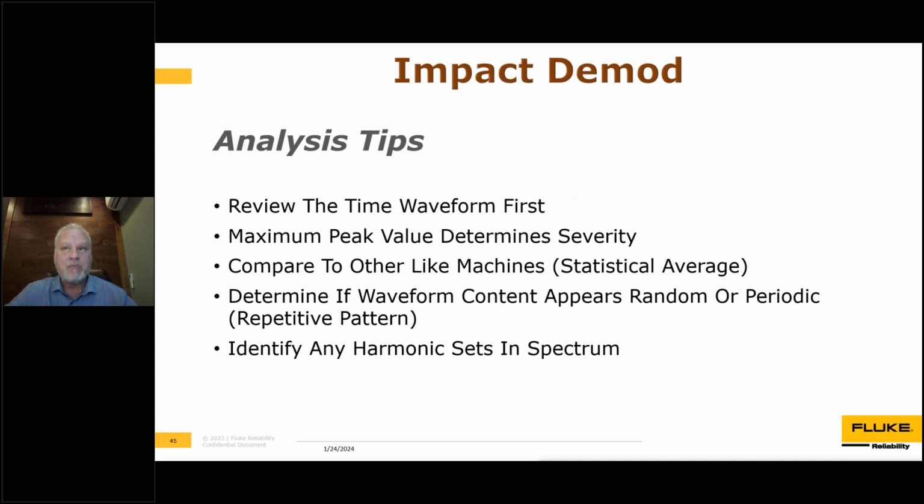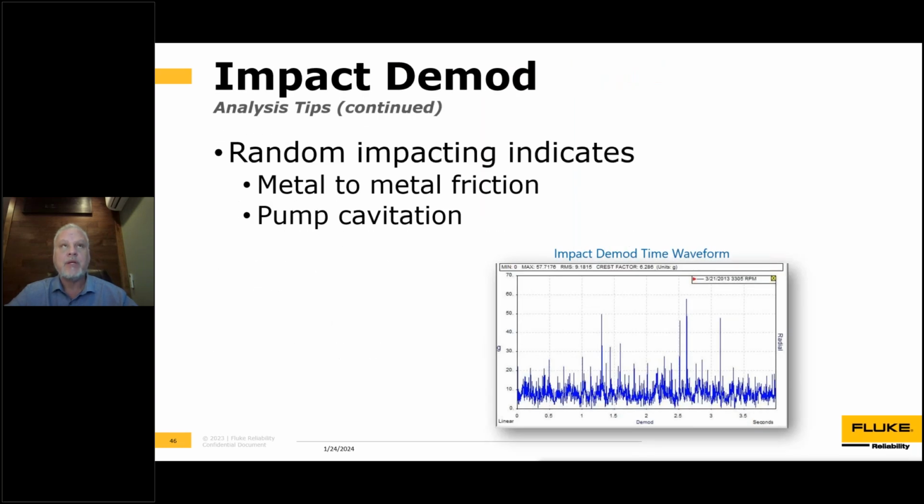We compare it to other like machines, but really we've evolved to, as I mentioned, using statistical averaging to help us set that set point, determined on the individual location's history. From there, you determine the waveform content. I gave you some examples, they'll oftentimes look very periodic, and from there you can go to the spectrum and determine what the harmonic sets might be and really get to it. Random impacting, something like this where maybe you can't determine if it's periodic, maybe it's not.